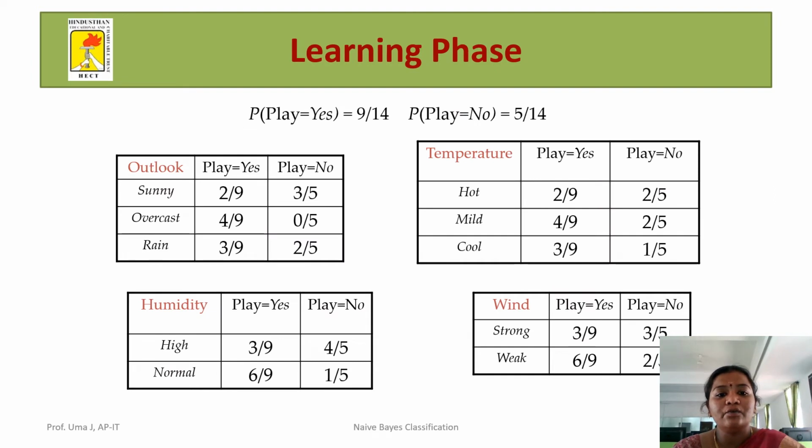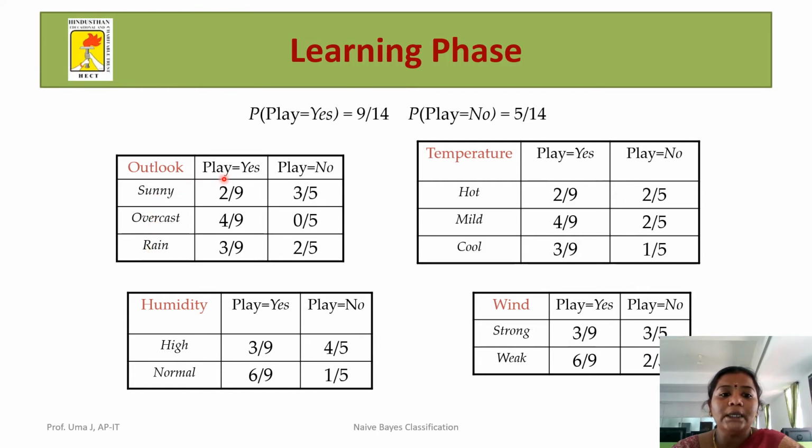Coming to the learning phase of this problem, out of 14 days, the probability to play tennis is 9 and the probability not to play tennis is 5. So I need to categorize the probability based upon these four features: outlook, temperature, humidity and wind. Under outlook, I have three values: sunny, overcast and rain.